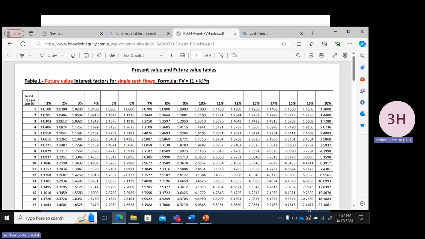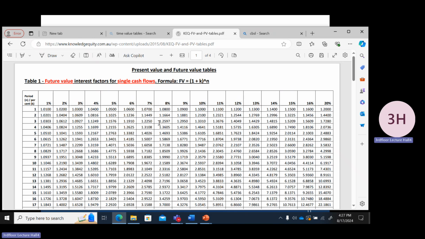So this is number 1. So you can go to here. This is the table: future value interest factor for a single cash flow. From the internet, you can download this. If you go to any financial management textbook, at the end of the textbook, these 4 tables are there.